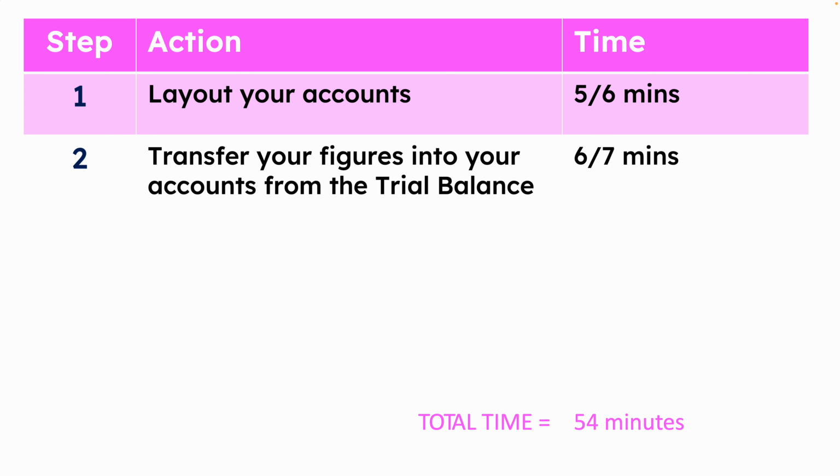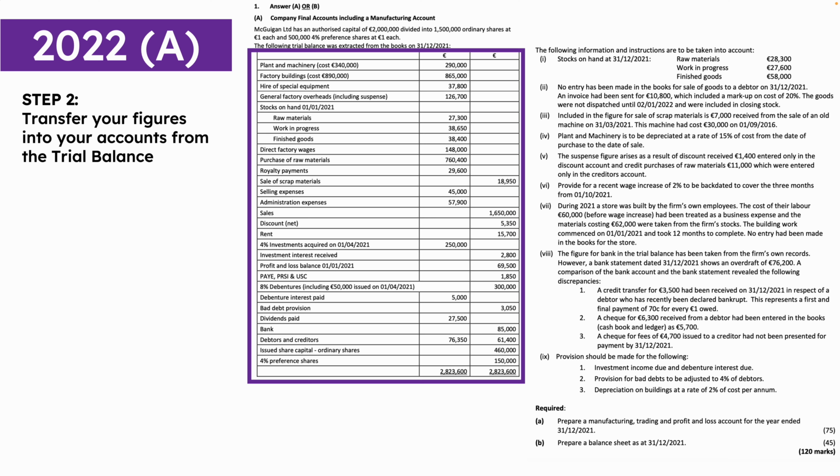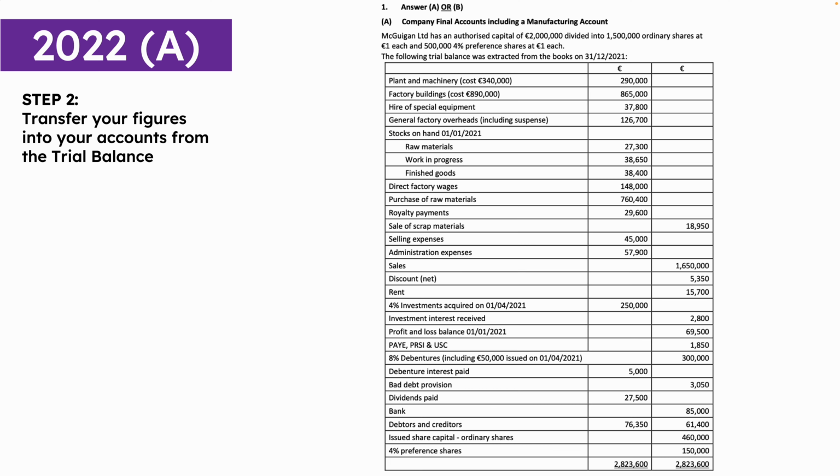Okay, step 2 then is transfer the figures into the accounts from the trial balance, and that will take 6 or 7 minutes. So here we have the trial balance and then all of the adjustments. So we're just focusing on the trial balance during this step. Now, at the top of the question, it tells us about authorised and issued shares. Okay, and they are going to go into the balance sheet financed by capital and reserves.